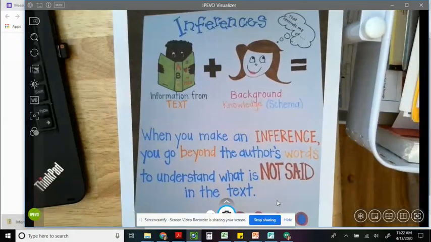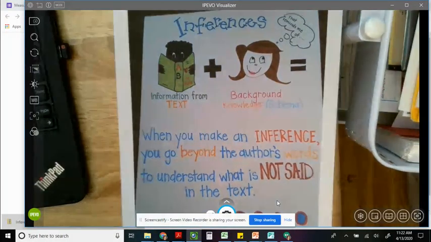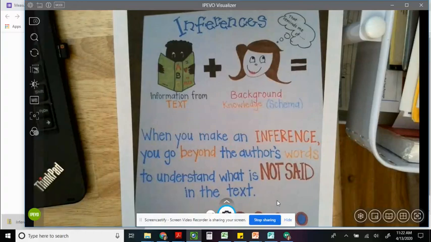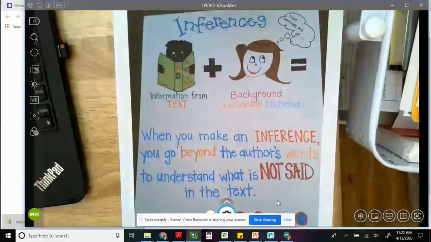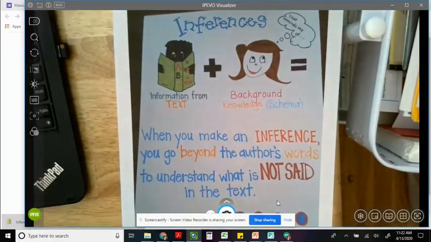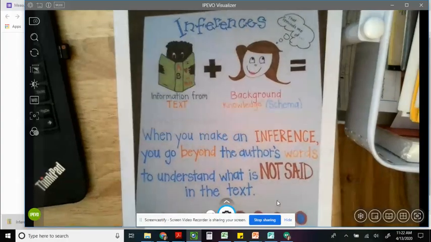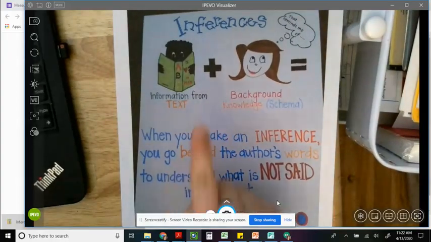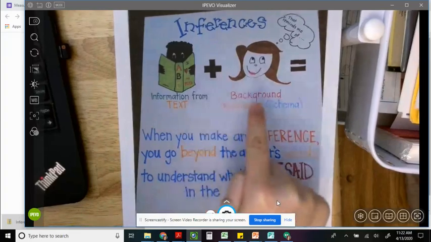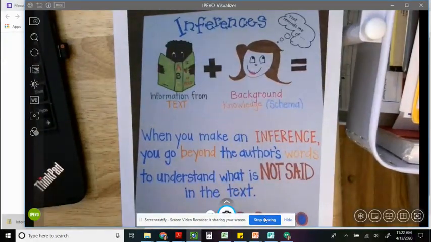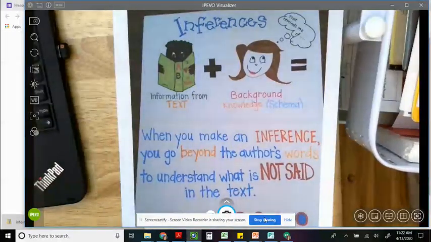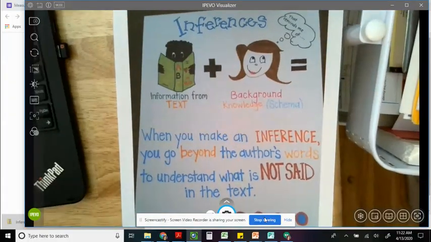So as you're reading your mystery books, I want you to fill in your reading log, but also keep track in your brain, or you can put it in that reading log, about the things that you're inferring, the things that you're figuring out based on the information from the text and your background knowledge. Be ready to share some of those inferences the next time we meet on Wednesday.